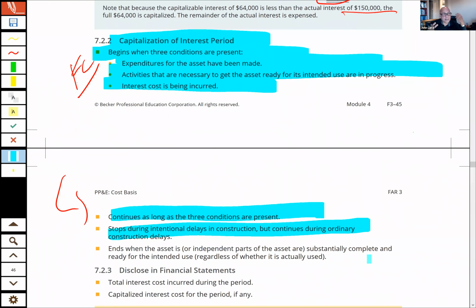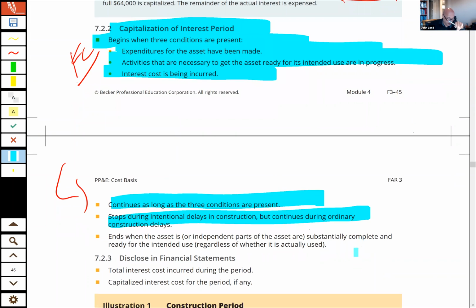Unintentional: I can't continue construction because it's been raining for 2 weeks, for a month, for 40 days and 40 nights. I don't care how long. If that's an ordinary delay in construction, of course, 40 days and 40 nights would not be ordinary, but customary, why you can't construct during rainy season, whatever, then I could capitalize interest during that time. Okay, good.